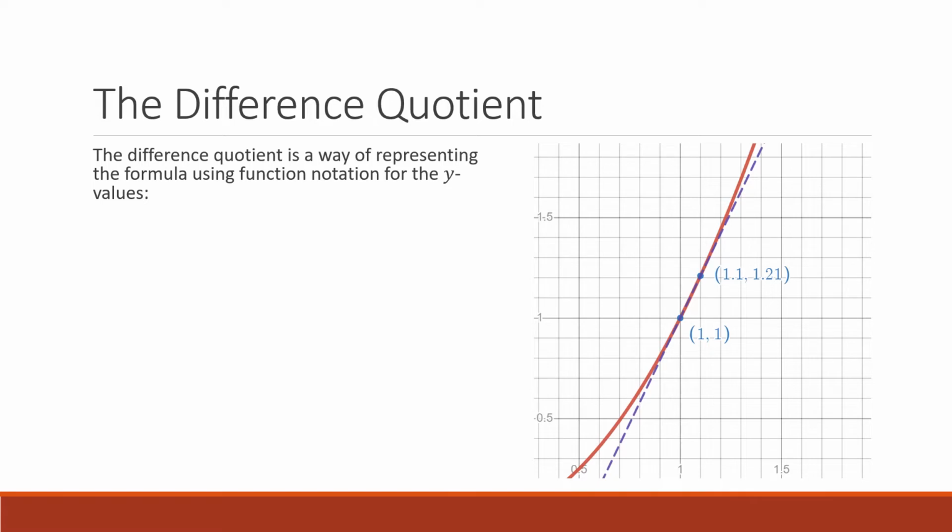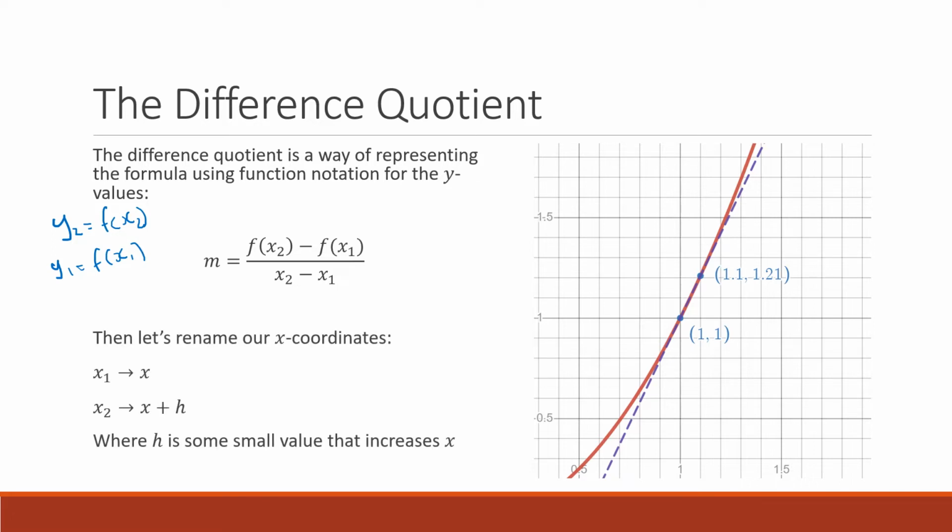Now the difference quotient is just a different way of representing this gradient equation. To start off, we're going to make some changes by using function notation rather than the y value notation. Here we're calling y2 the value of our function at x2, and y1 is our function at x1. So we're just using function notation to get rid of some of our y values, but it's still the same formula, it's still the same thing.